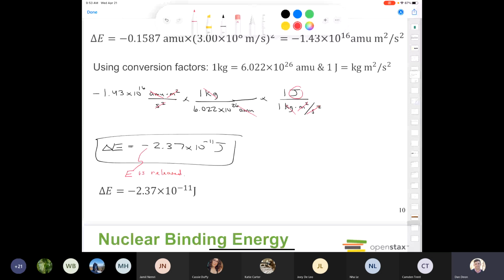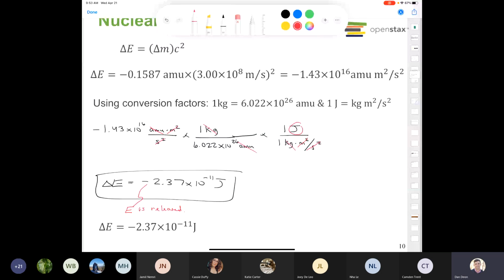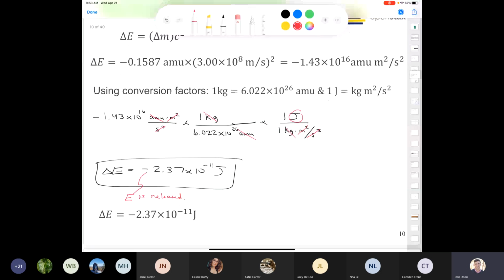Well, again, as I was saying, it doesn't seem like a very big amount of energy, does it? 2.37 times 10 to the negative 11 joules. You're like, come on, Mr. Dion, we looked at reactions that were exothermic to the tune of 100 kilojoules per mole. That doesn't look like much. Well, hold on. Those were kilojoules per mole. This is for 1 fluorine nucleus. What if we look at it in terms of the number of moles?